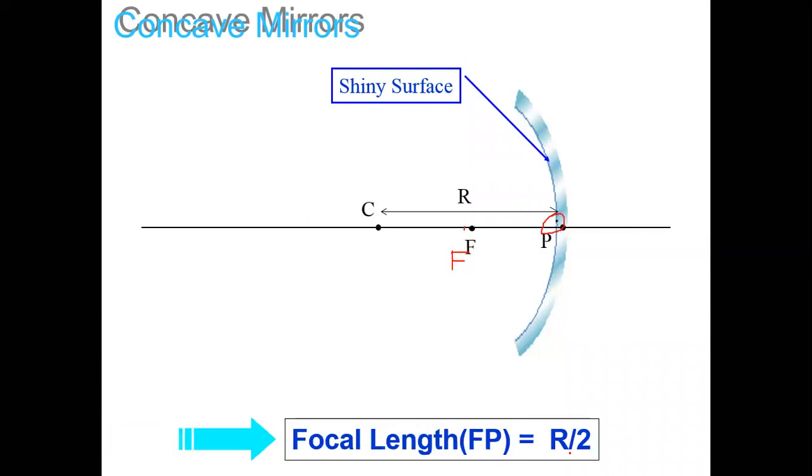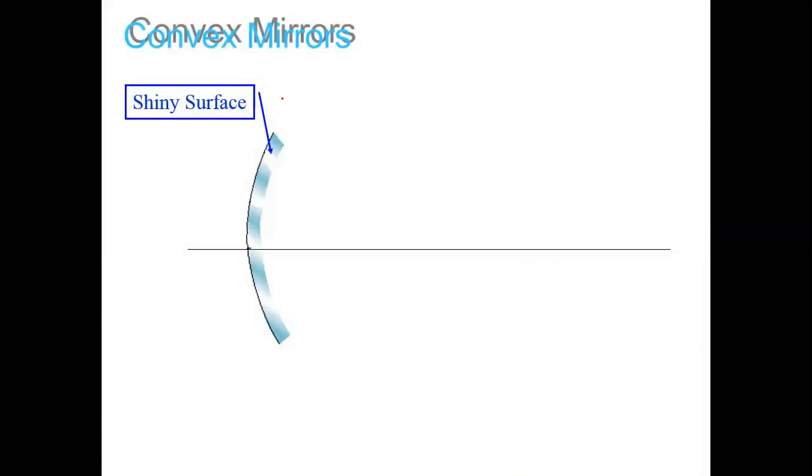So focal length is going to be again half of the radius. What about a convex mirror? As you see here, the convex mirror is different. It looks like the outside of a spoon.